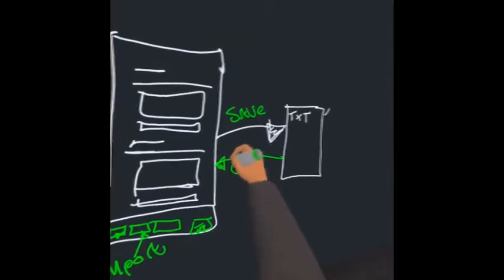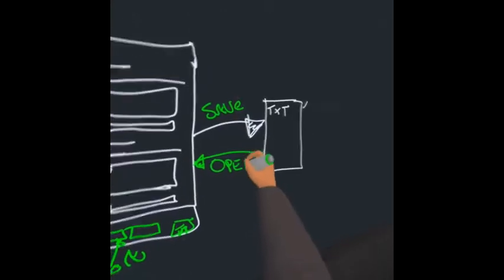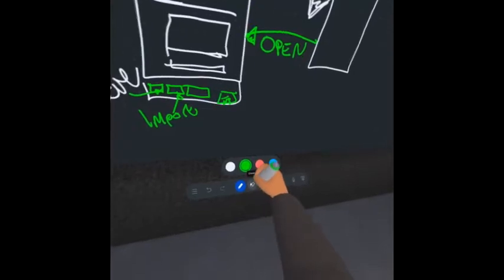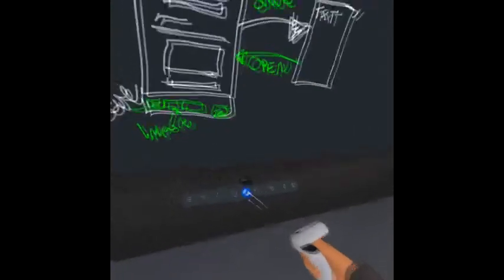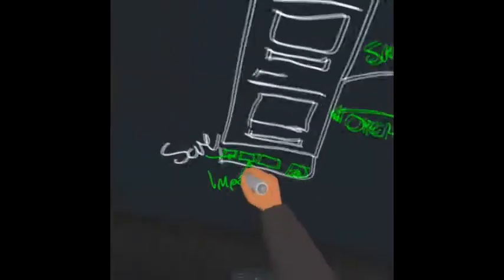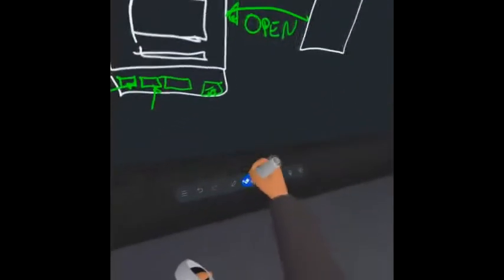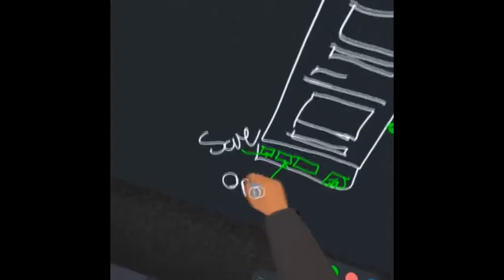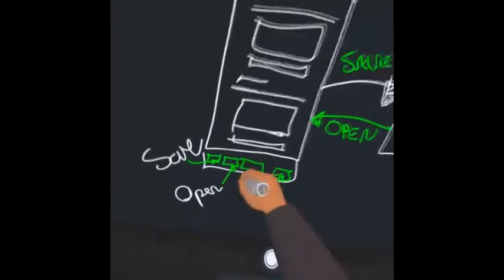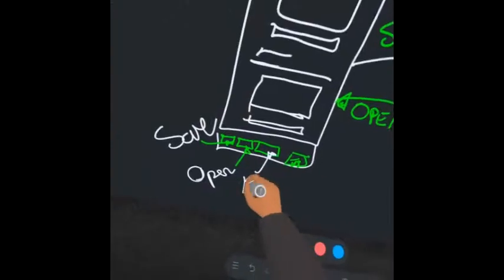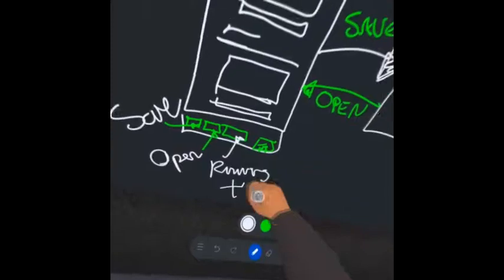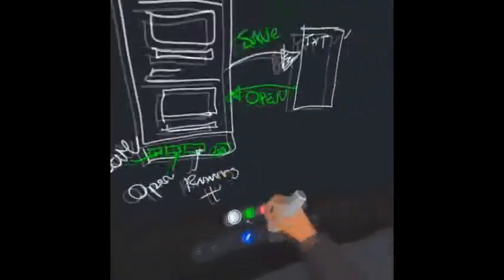Okay, well maybe we need to change the wording there. Instead of having save or import and export, maybe we need to use, let me just select that eraser. Okay, and we'll change it to open. Yeah, that makes more sense, I think. And then this is obviously the running total. Okay, running total. Here we go.